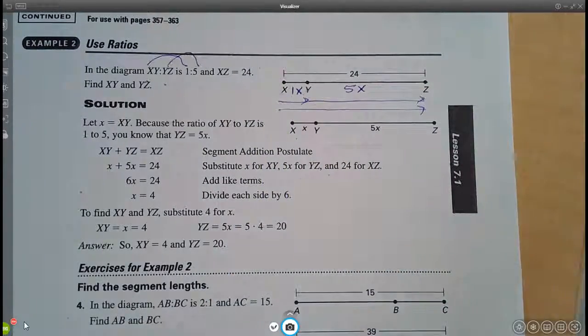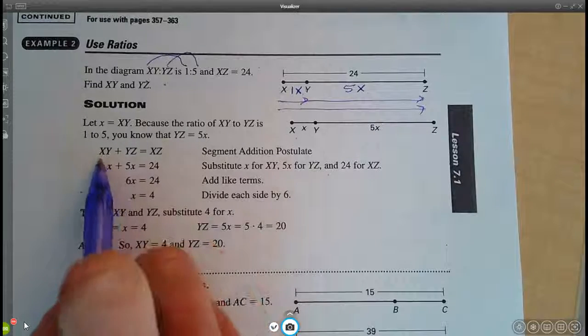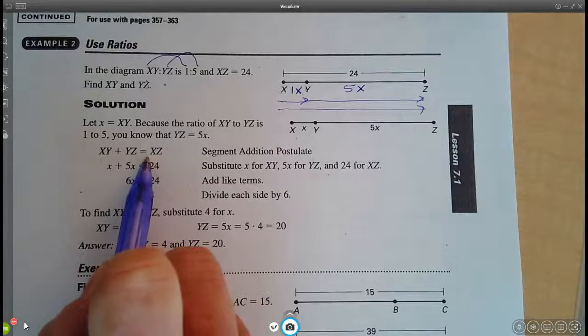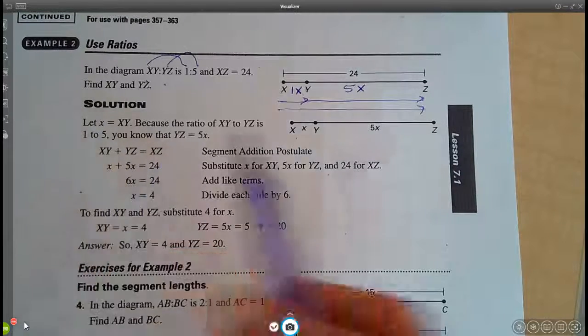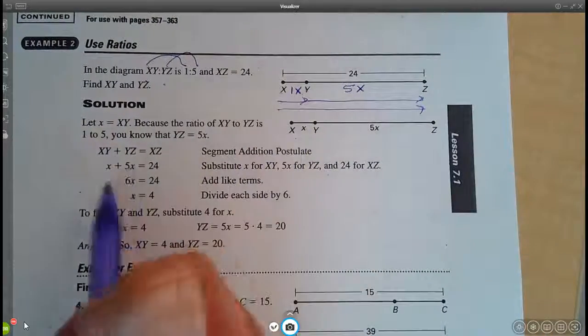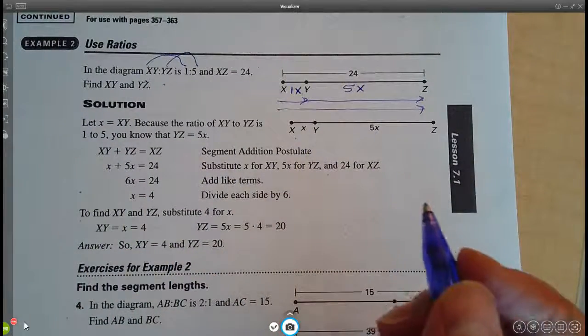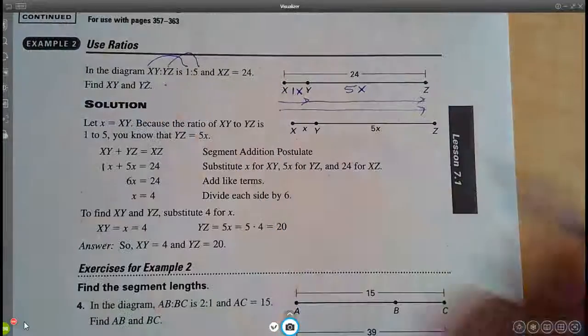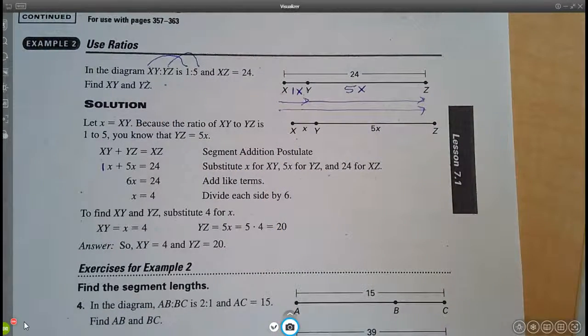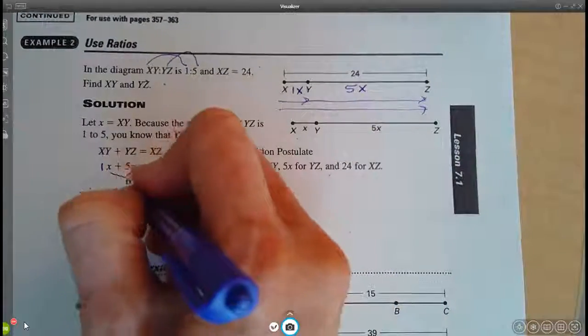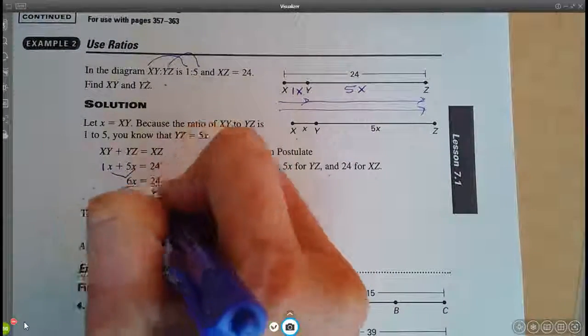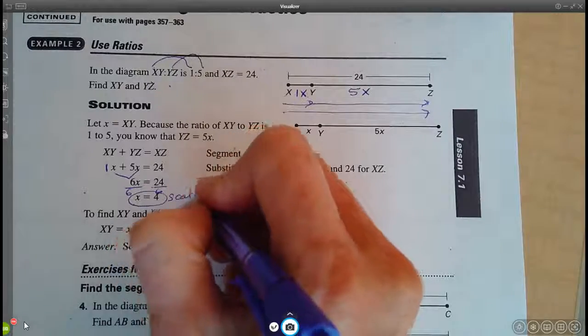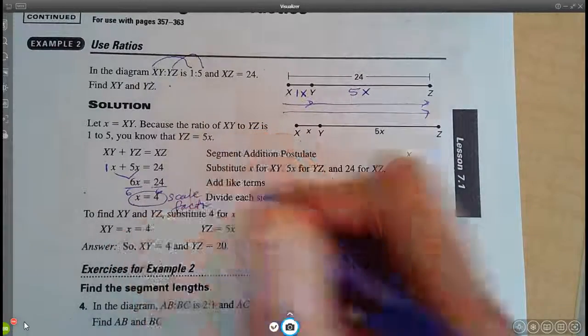in order to get segment lengths that sum to 24? So you see here, right, that they are using the length of segment xy plus the length of segment yz equals the length of segment xz. We've defined segment xy as x, or 1x, same thing. Right? 1x plus 5x equals 24. We combine our like terms. We divide both sides by 6. And we conclude the scale factor that we're using here is 4.